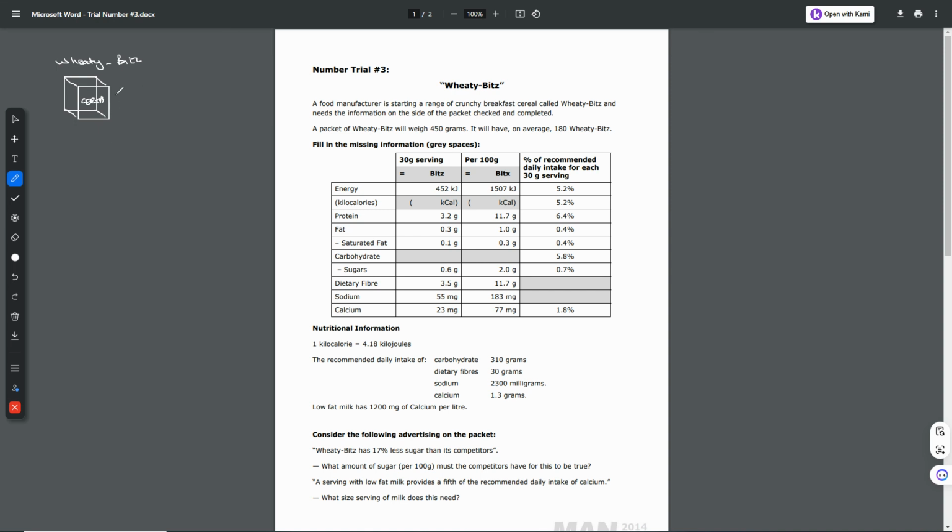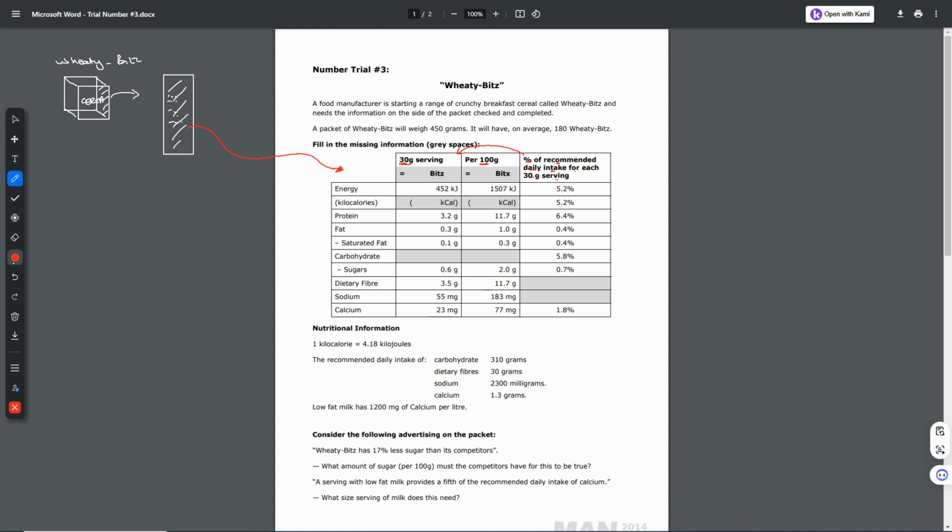All right, so on the side of the packet, it'll probably be a rectangle, and if we have to expand it, it's going to have certain things in it, right? There's going to be details on energy, calories, etc. on the side of the packet. And that is basically all information that we most likely have over here. So on here we'll have energy, protein, fat, carbohydrates, calories, etc. And they've got a 30 gram serving, and a 100 gram serving here, and a percentage of recommended daily intake for each 30 gram serving. So this is talking to this particular column.